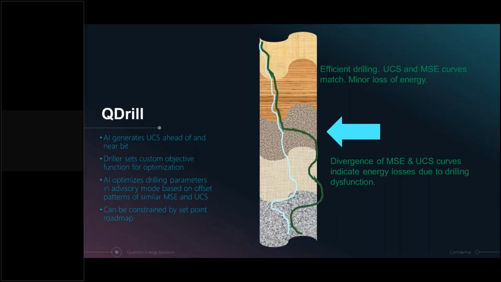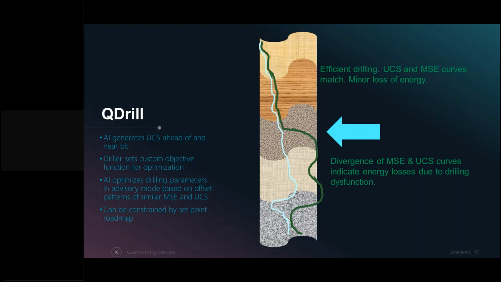And so the issue is inefficient drilling. There's the energy that is required to break rock. That's the compressive strength, represented by this light blue line. And then there's energy applied into the rig and drill string and the motors, and that's the mechanical specific energy. Ideally, in efficient drilling, what you're looking to do is apply just a little bit more energy than required to break rock.